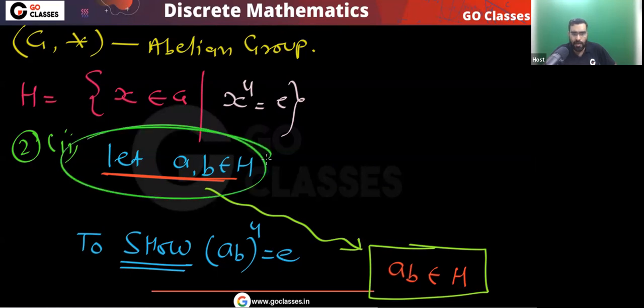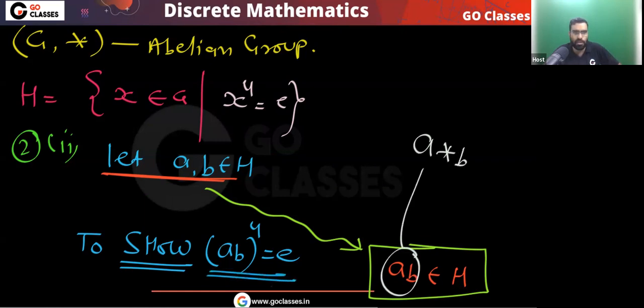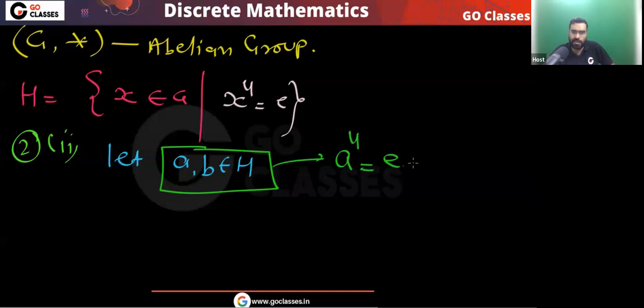A comma B belonging to H. How can you say that AB belongs to H? This AB means A star B. Very simple. You need to prove that (AB) power 4 is equal to the identity element. So let's prove it. If A comma B belong to H, then from this what can you say? If some element is in H, then its power 4 is the identity element.